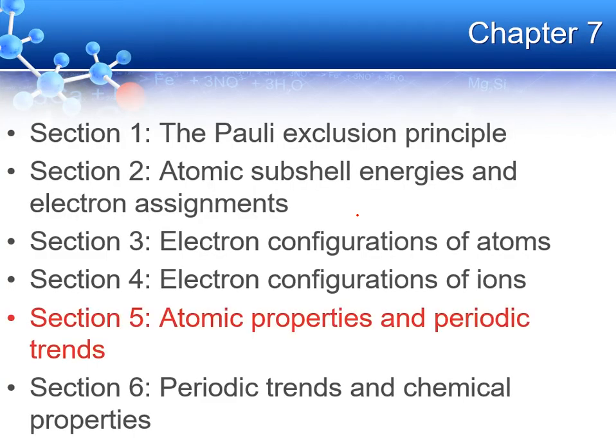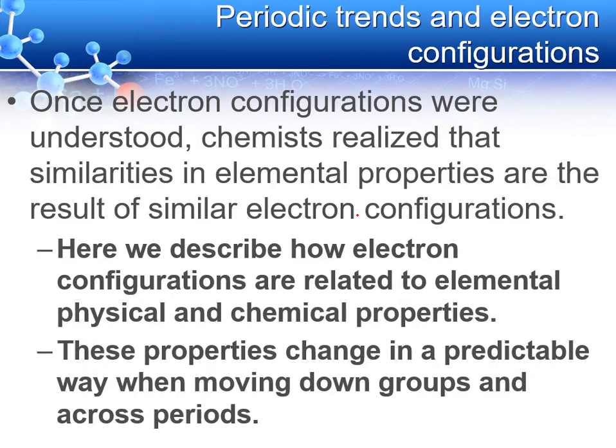Okay, so let's go on to section 5. We won't cover all of it today because it's very extensive, but we'll get started. Again, we're going to use our knowledge of electron configurations. Once we understand those, you can use them to learn that there are similarities in elemental properties as a result of these configurations.